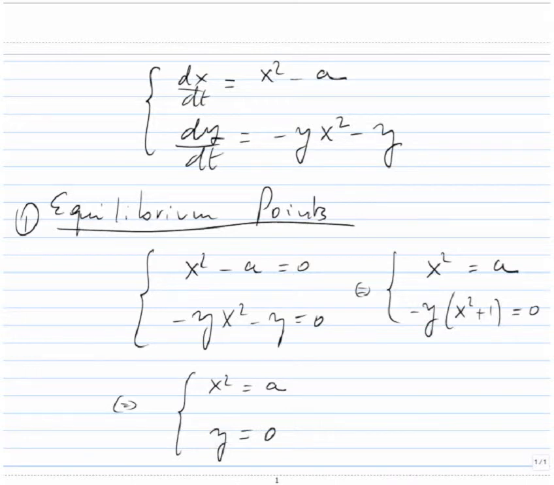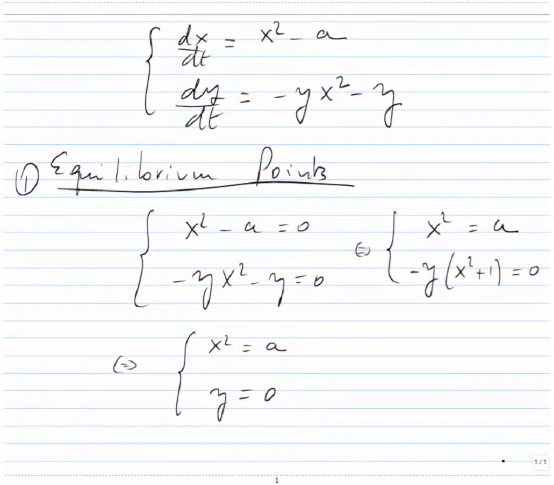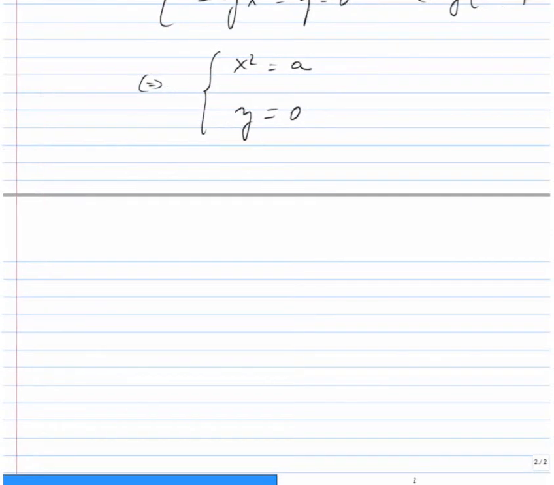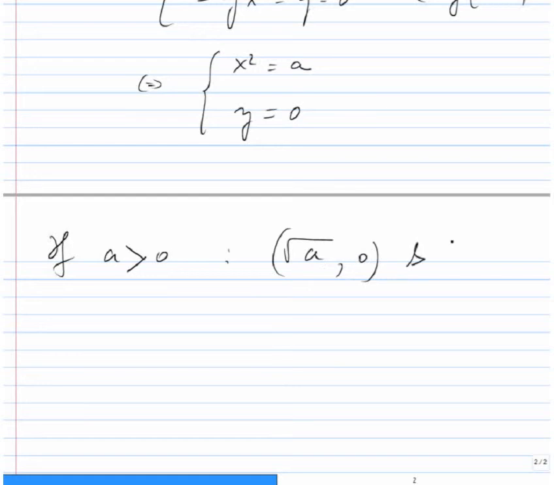So the whole discussion should focus on a. If a is positive, then we have solutions. Let me write now the conclusion. If a is positive, then we have two solutions, x equals plus or minus square root of a, so we have (square root of a, 0) and (minus square root of a, 0). These are your two equilibrium points.